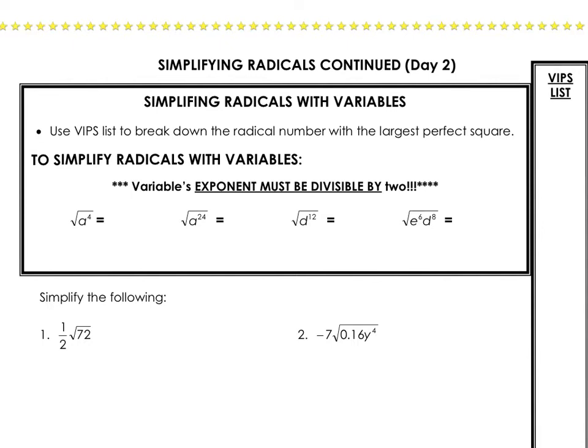So here we have a to the fourth. Well, the square root of a to the fourth, remember that it's something times itself to give us a to the fourth. That has to be a squared. A squared times a squared, add the exponents, does give us 4. So it's always half of the exponent.